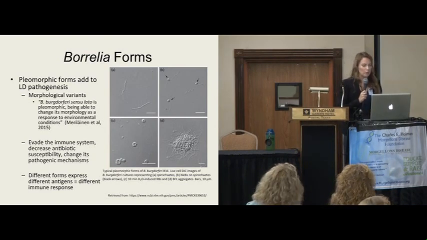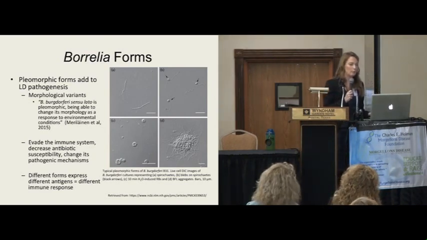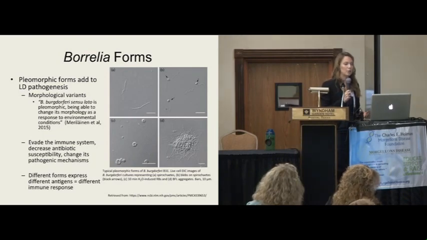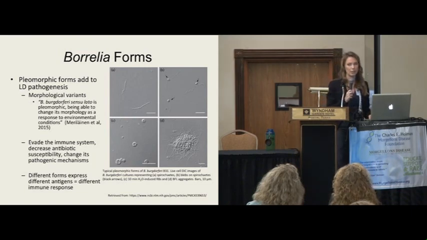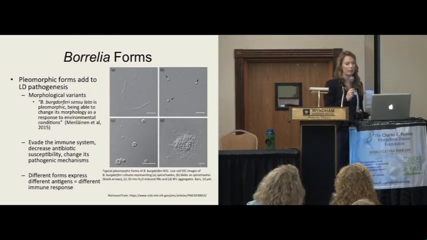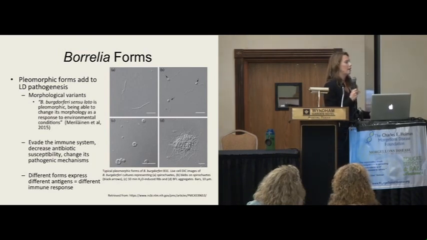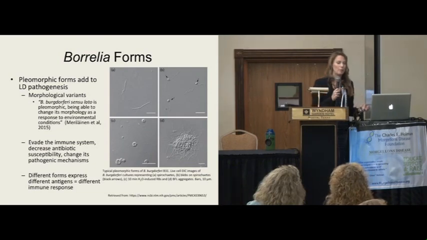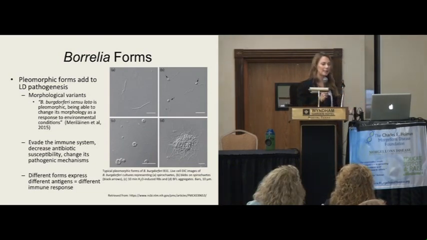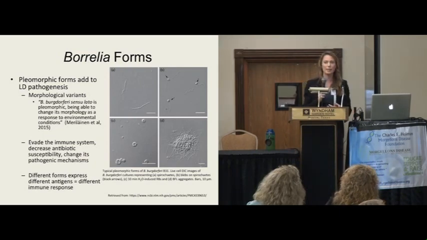So here's just a little quote from one of the great papers that was published on these forms. Borrelia burgdorferi sensu lato is pleomorphic, being able to change its morphology as response to environmental conditions. So as practitioners treating this condition, you do have to use various antibiotics to go after these certain forms of Borrelia. So again, this ability to change shapes allows the bacteria to evade the immune system. It decreases its antibiotic susceptibility, and it can change its pathogenic mechanisms. And again, these different forms actually express different antigens. And again, that can produce a different immune response.